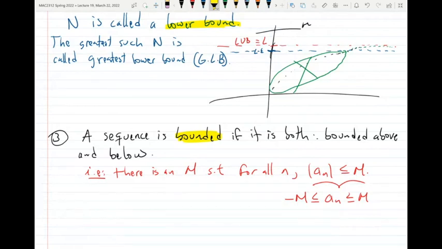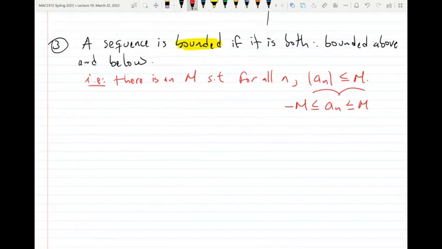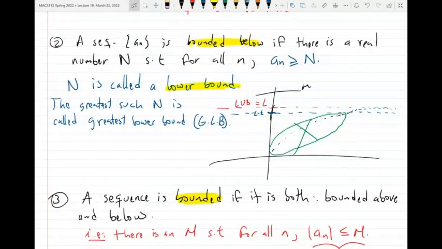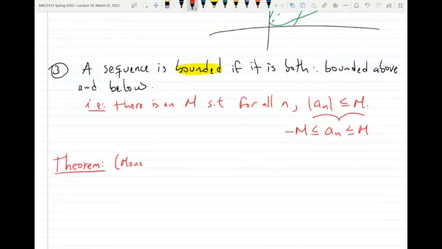Okay, so now the theorem is that if we mix the two together, we get convergence. So if you have a monotonic sequence that's bounded, then it must converge. So this is called the monotone convergence theorem. And to prove it, you need the existence. What I sketch here is a proof of the monotone convergence theorem for the increasing case. Then you have to do a similar argument for the decreasing case, but it's the same idea.